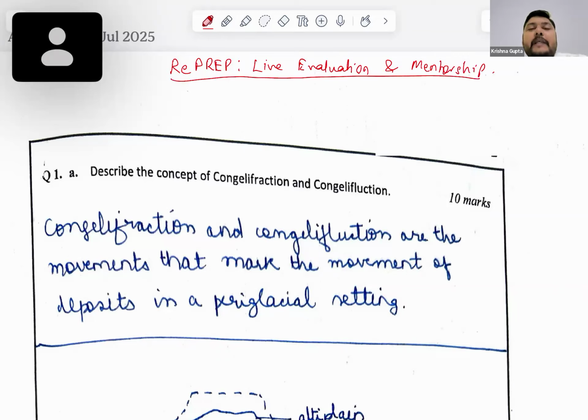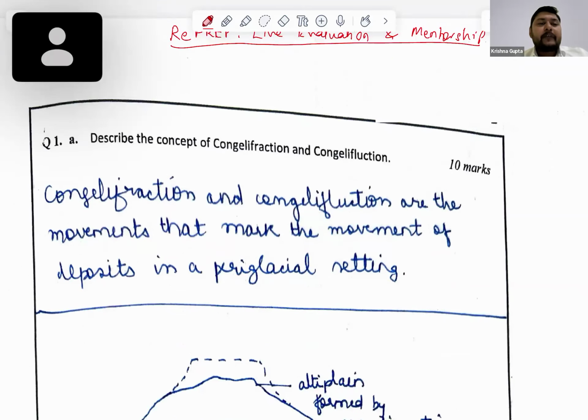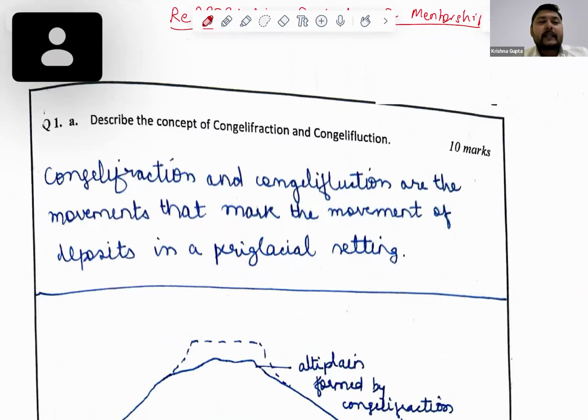So this session is basically developed for the students who are writing Mains this year. The first question we have for this discussion is: describe the concept of congelifraction and congelifluction.